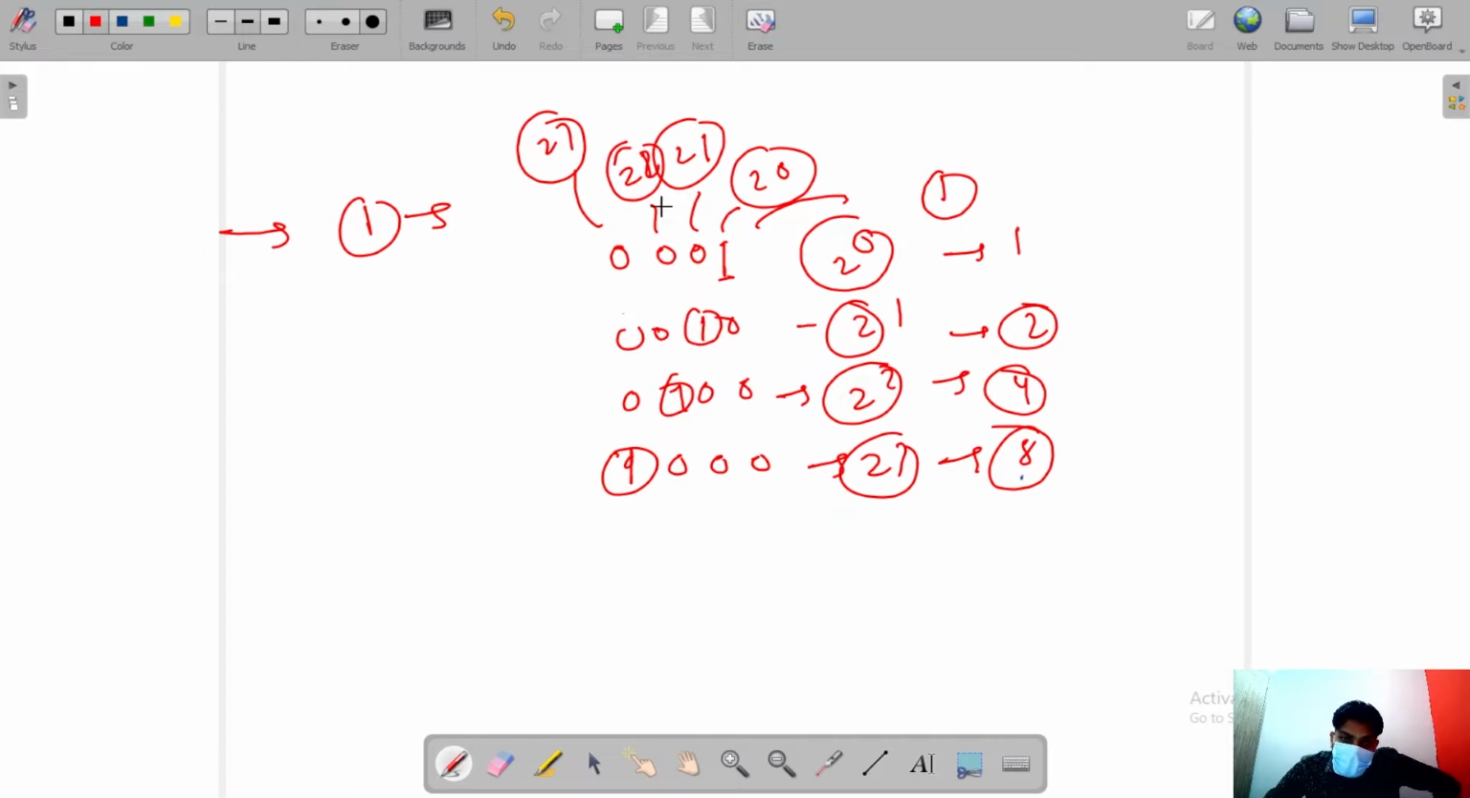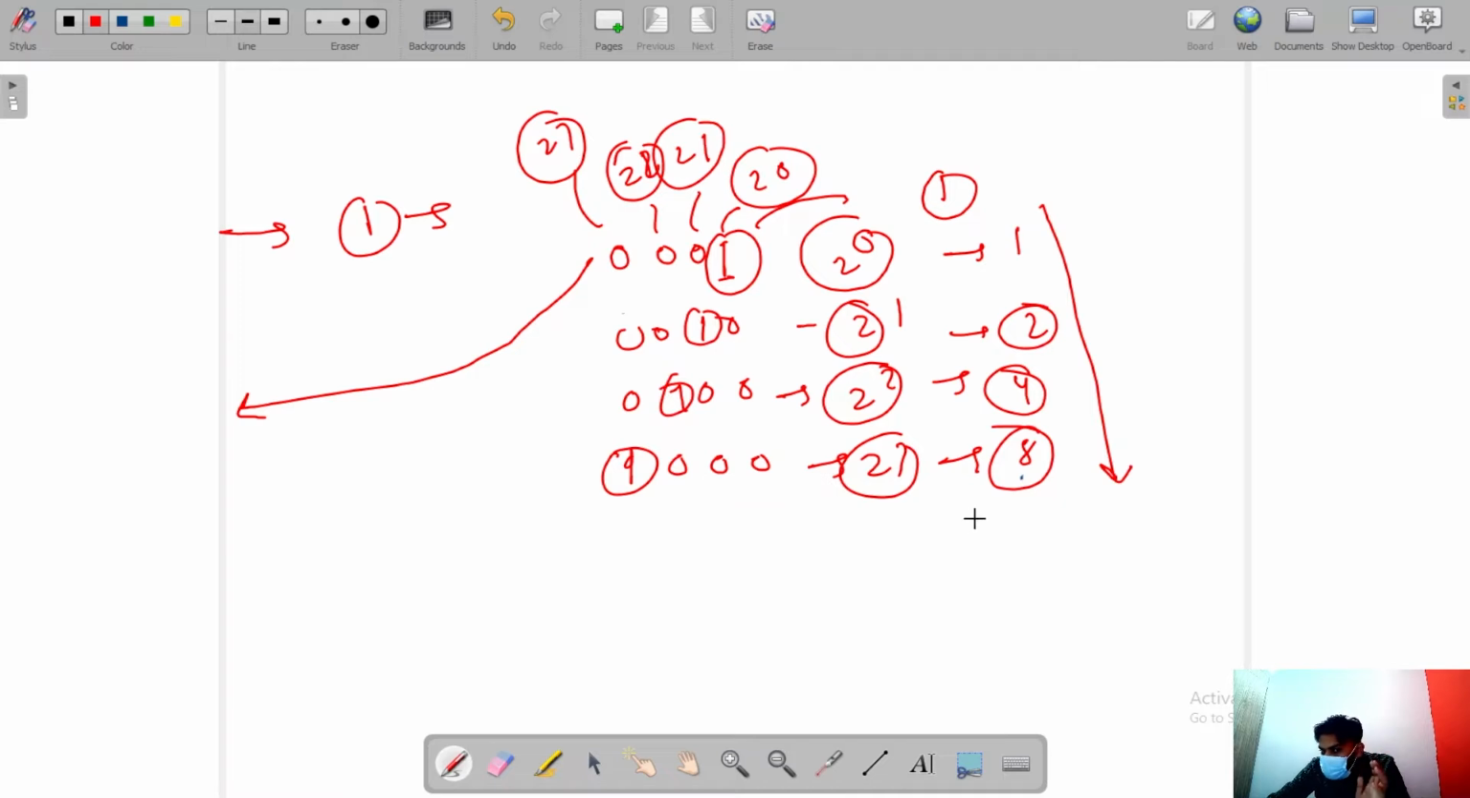And when this 1 is on at the next position, this number represents 2 to the power 2, which equals 4. So the shifting of the 1 represents the values. When we shift this 1, the power increases: 0, 1, 2, 3. When we shift this 1 in this manner, the power increases in this manner. Okay, I hope you understand.